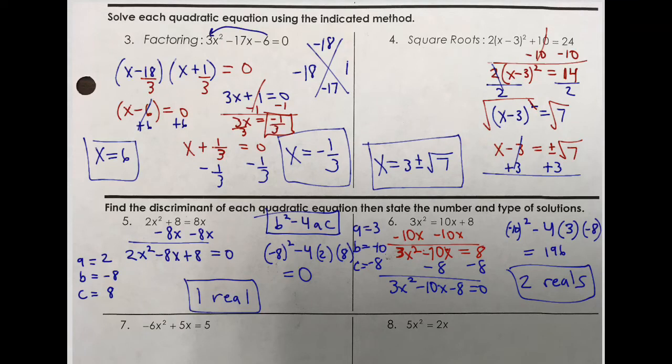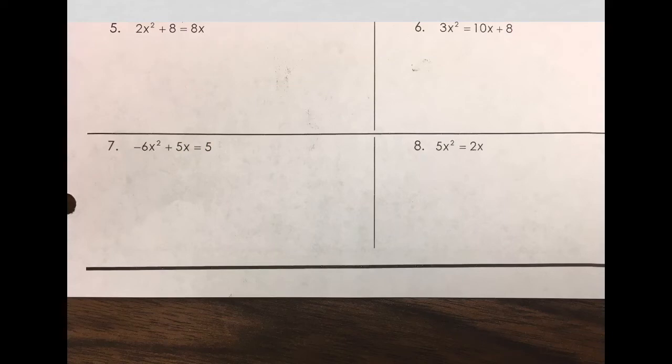All right, let's move on to number 7. I'm not going to do that one because it's just like the rest, but after you've done it, you should have equal to negative 95, and that would be 2 imaginary. All right, I'll do number 8 because that's a little bit different.